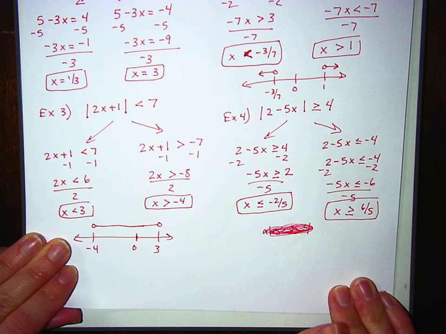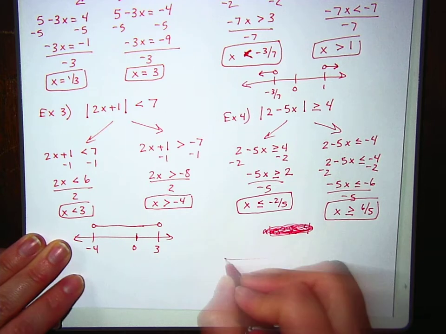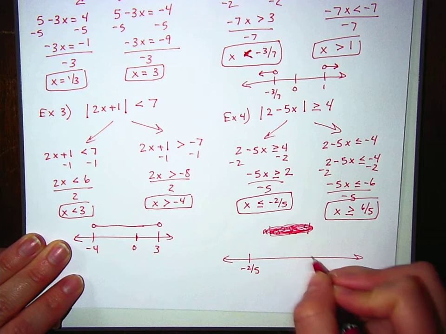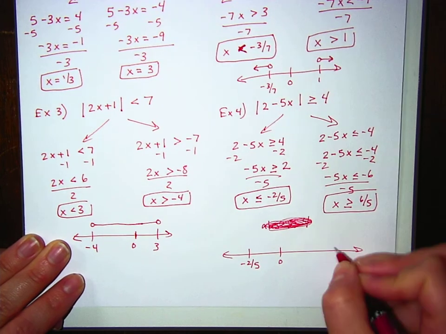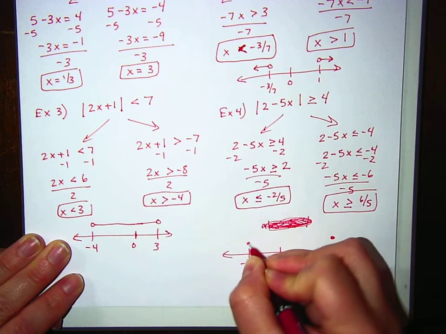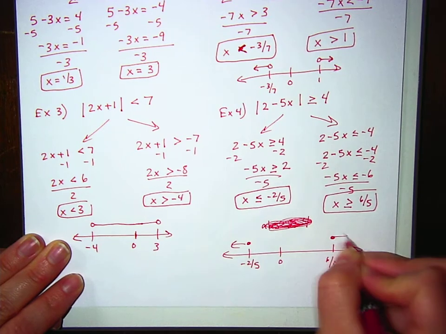Just like normal, if I was to put it on a number line, they'd be closed circles. One would be going to the left, one would be going to the right, like this. -2/5, and 0, and +6/5. Closed circles, going to the left and to the right.